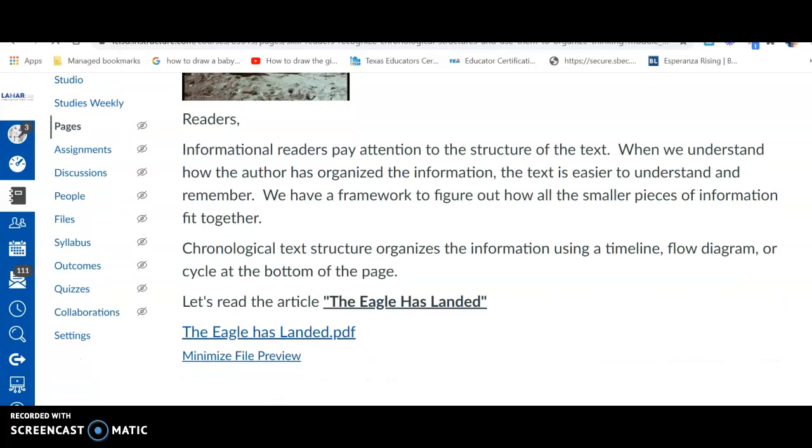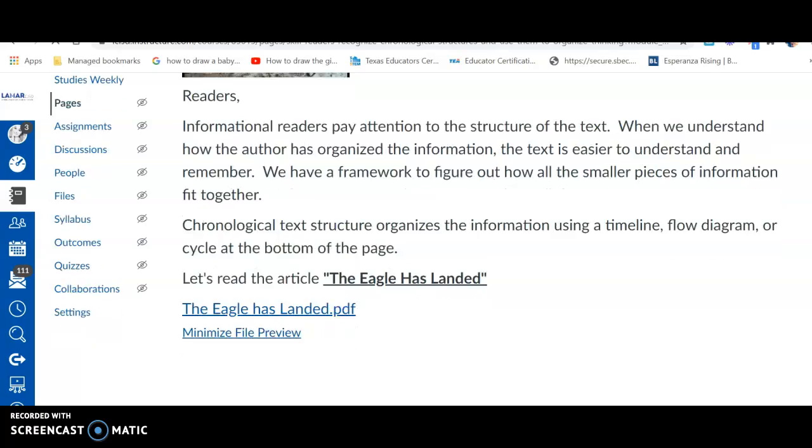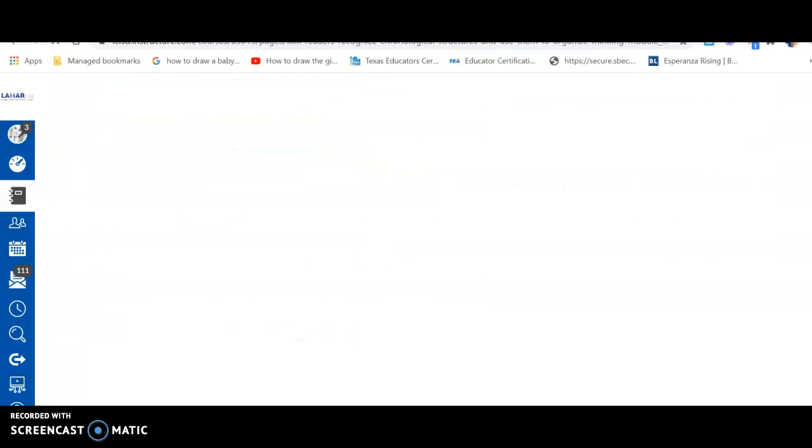Chronological text structure organizes the information using a timeline, a flow diagram or a flow chart, or a cycle at the bottom of a page. So today we're going to look at an article called "The Eagle Has Landed." In this article, you will see that the author is using chronological order.